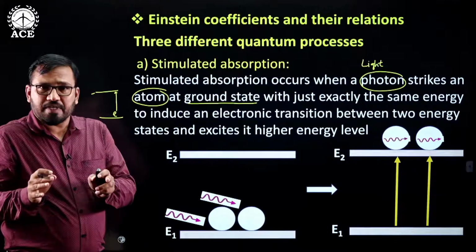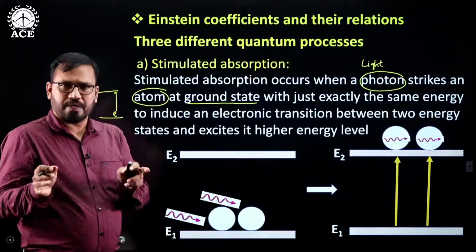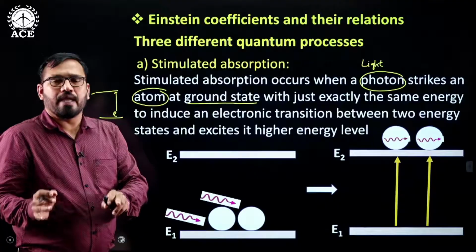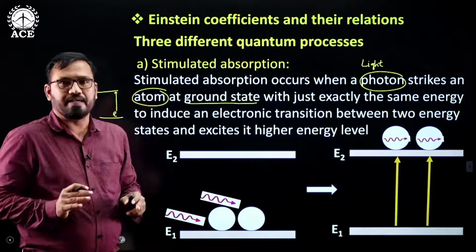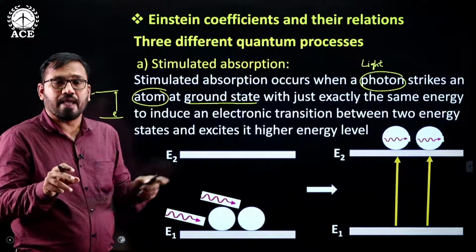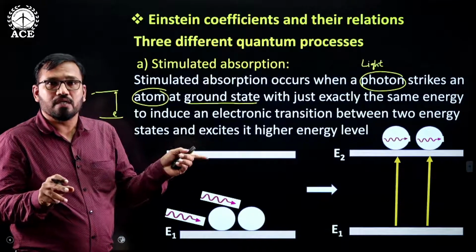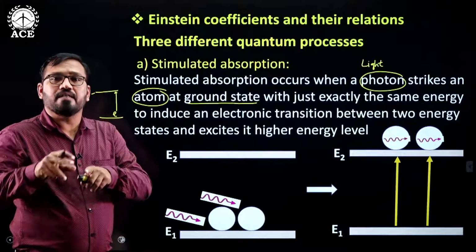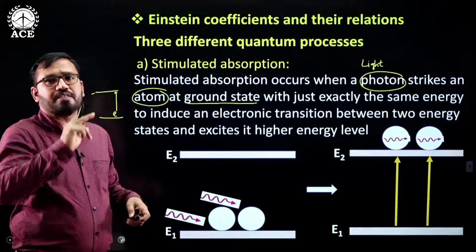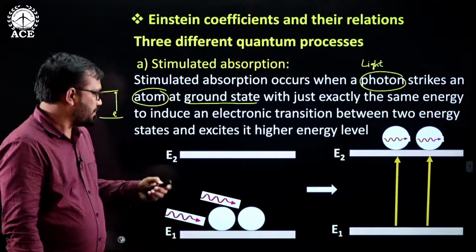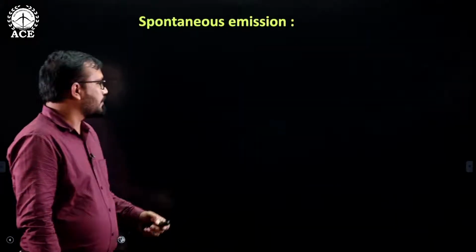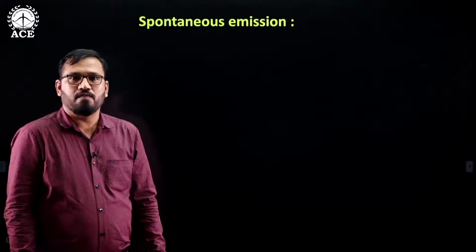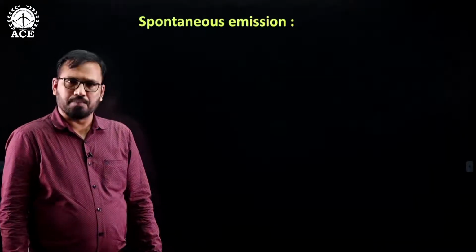When we provide some external energy to these atoms present in the ground state, what happens? They absorb this energy and get excited to the higher energy level. So they are absorbing external energy. That absorption of external energy by atoms, exciting them from a lower energy level to a higher energy level, is called stimulated absorption. Next, there are 3 quantum processes; the first one is stimulated absorption.